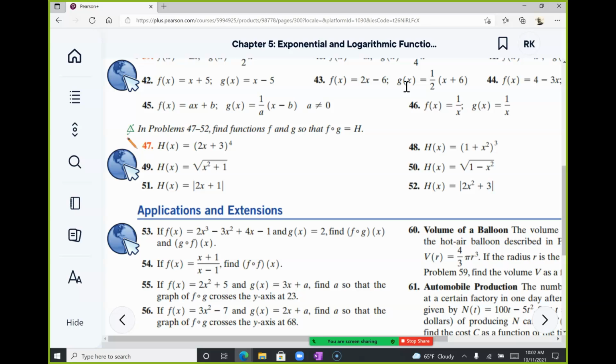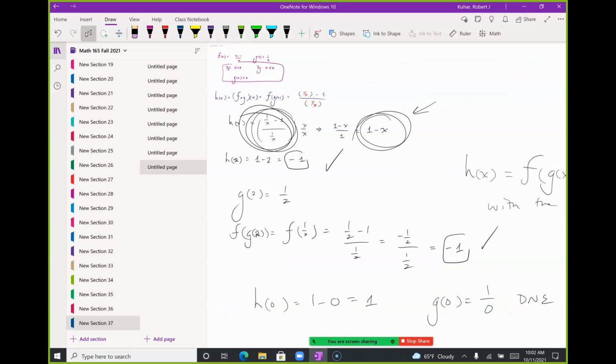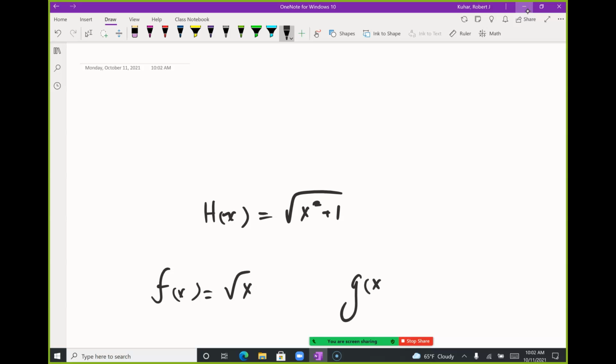So let's take h, right? H is the square root of x squared plus 1. There's no homework like this, and I won't ask you this, but you'll do it in Calc 1. So if h of x is the square root of x squared plus 1, tell me the outside function. Root x. Nice. And the inside function? X squared plus 1. Nice.